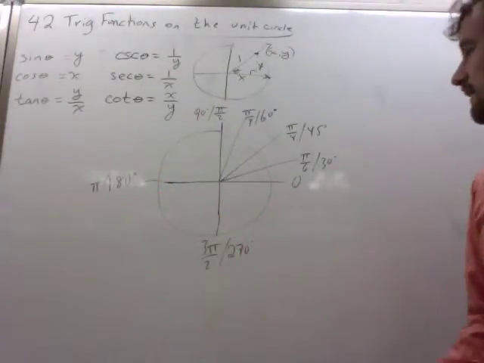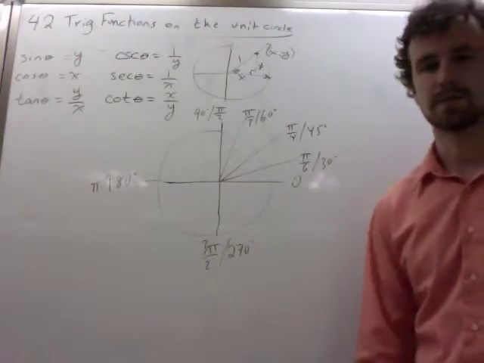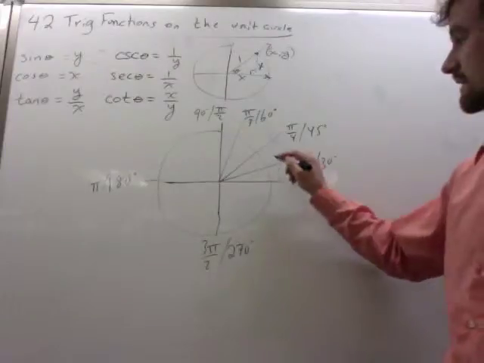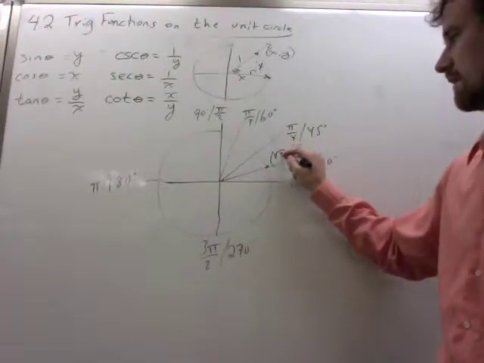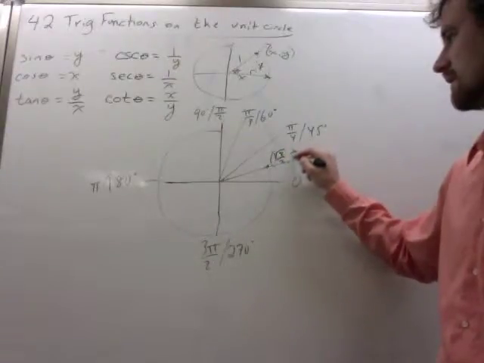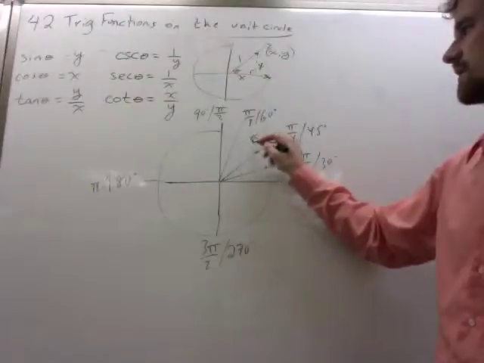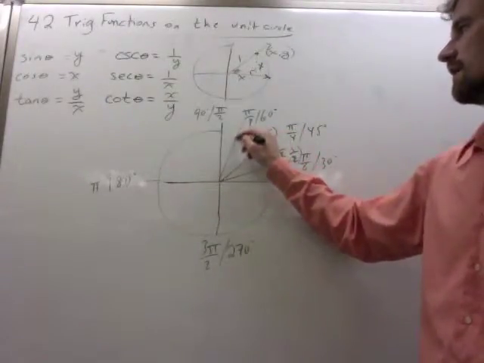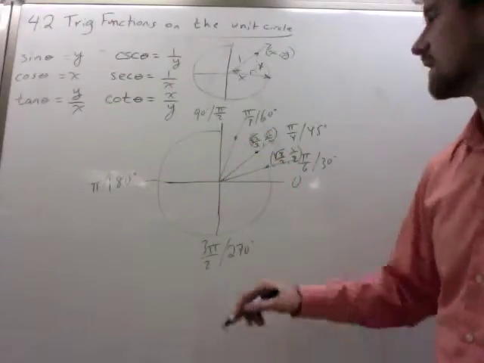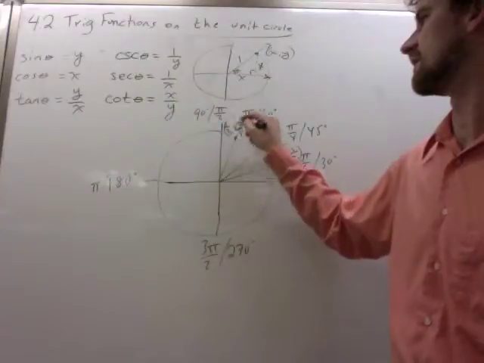And the coordinates of these points, you can figure them out using triangle ratios. I'll just tell them to you. For pi over 6, our ordered pair is root 3 over 2, comma half. For pi over 4, our ordered pair is root 2 over 2, root 2 over 2. For 60 degrees, our ordered pair is half, root 3 over 2.